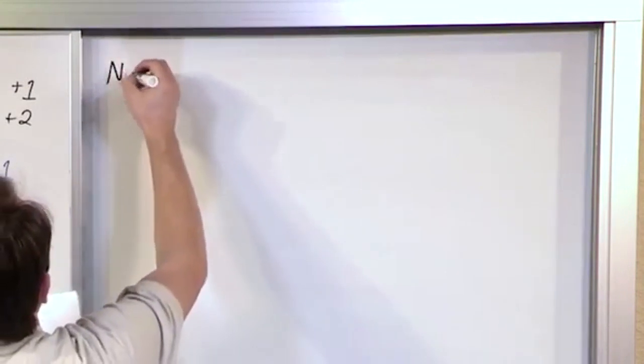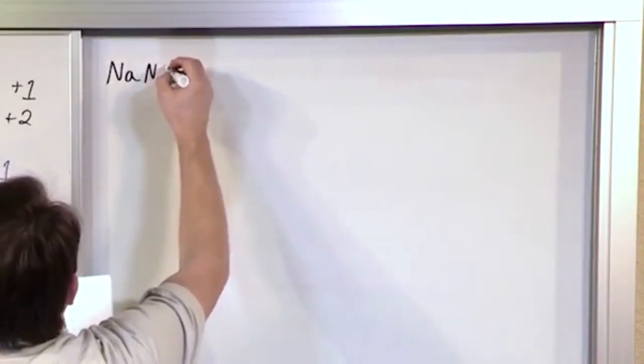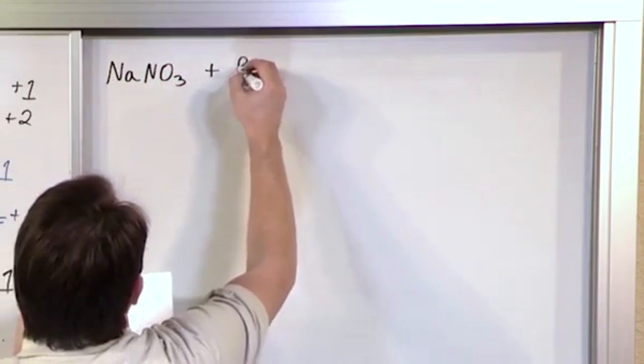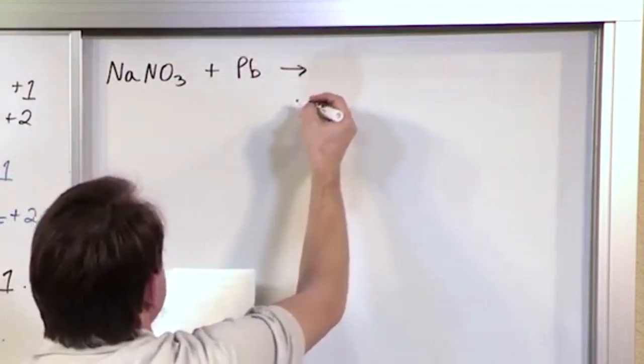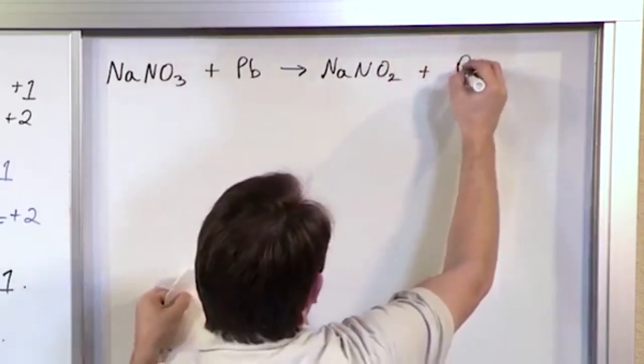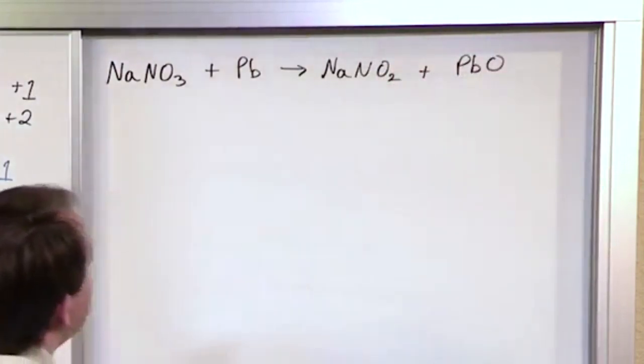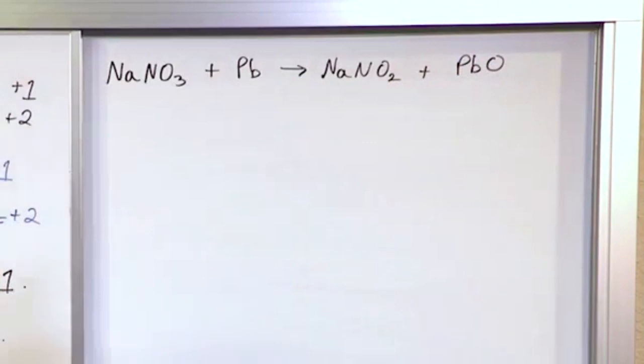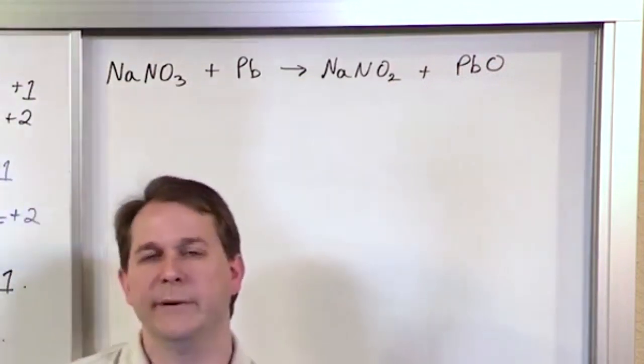So let's say you have NaNO3 plus lead, Pb, and it's going to be NaNO2 plus lead oxide, PbO. And what we want to do is figure out what is being oxidized and what's being reduced.